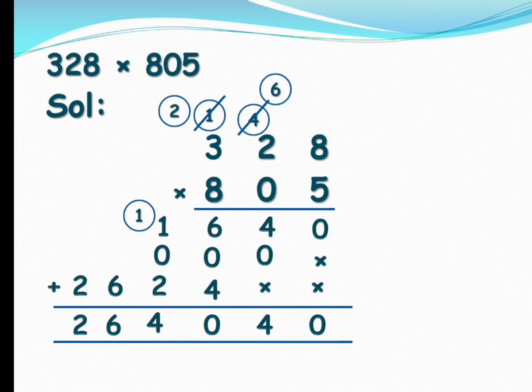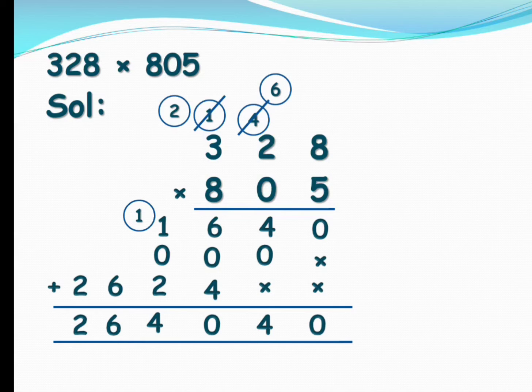Okay. So finally what you will write? Therefore, 328 into 805 is equal to 2,64,040. Okay, that you have to write. With that, the sum will be finished. You will be closing the multiplication. Okay, children, I hope you have understood the multiplication sums.